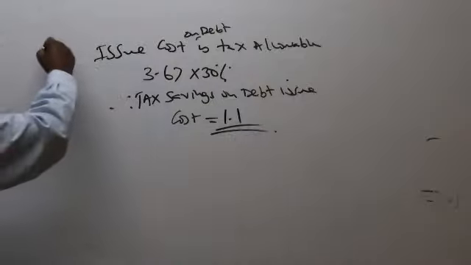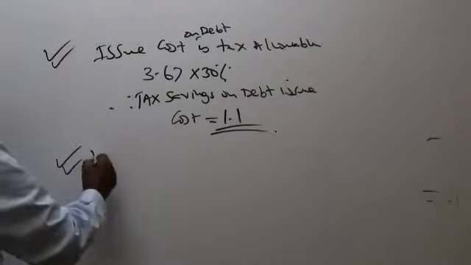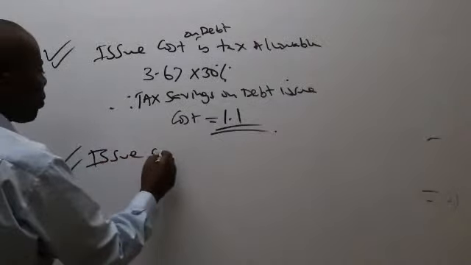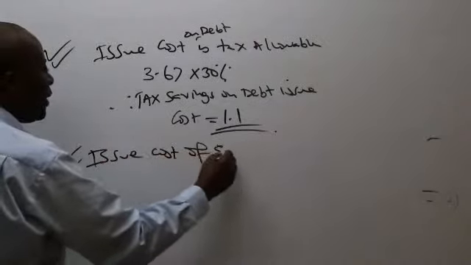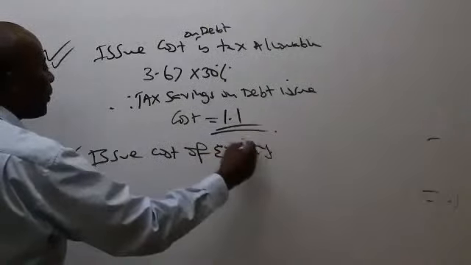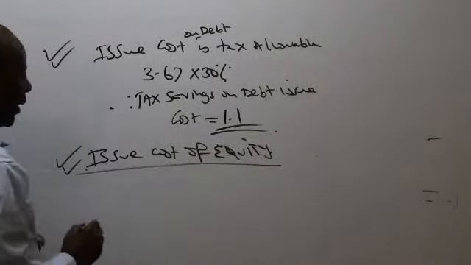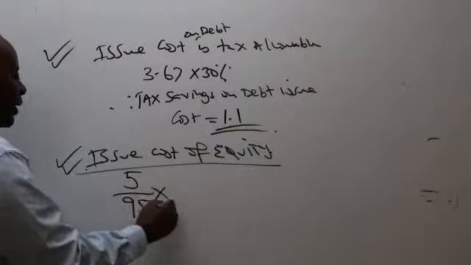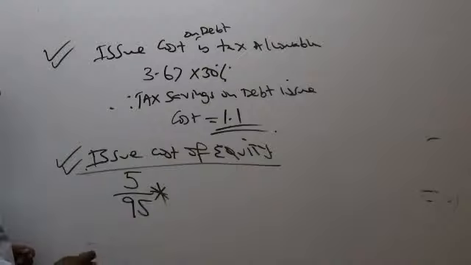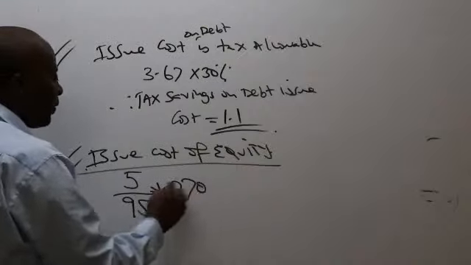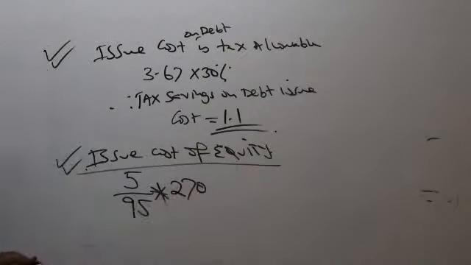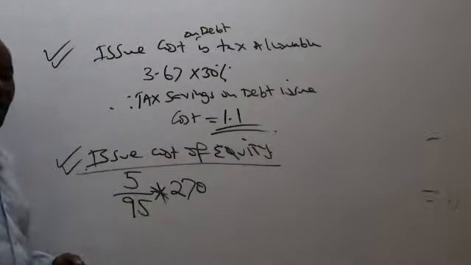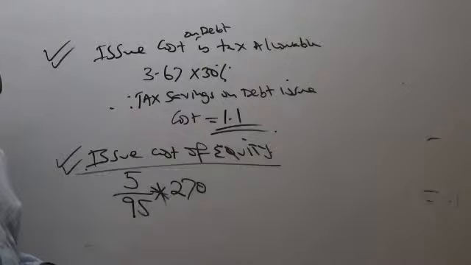Aya. Sasa tuende kwa issue cost ya equity. Issue cost of equity. And I would want us to borrow Motier's method. 9 over 95, 9 over 95 times 270. Let's borrow Peter Motier's method.